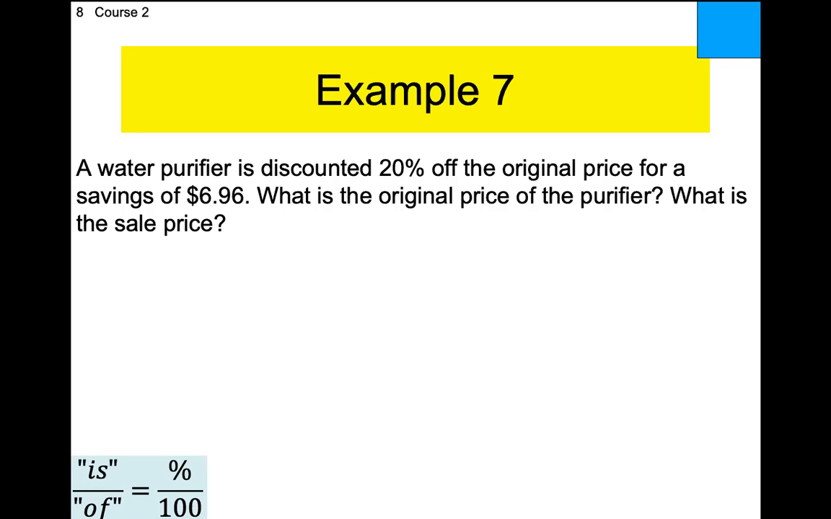It says the water purifier was discounted 20% off the original price for a savings of $6.96. Look through your notes that you just took. Four or five slides ago, I said for discount, what goes where? Discount goes with the "is," and what's the "of"? Original price. So it says, what's the original price? That's going to be our X. But it does say the discount was $6.96.